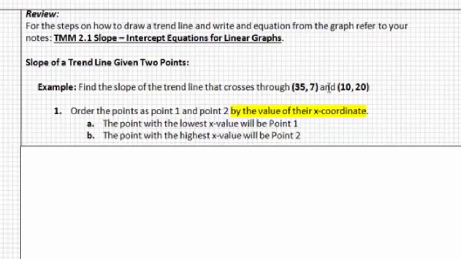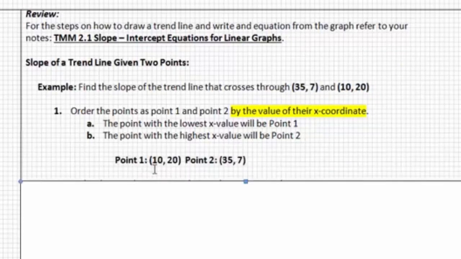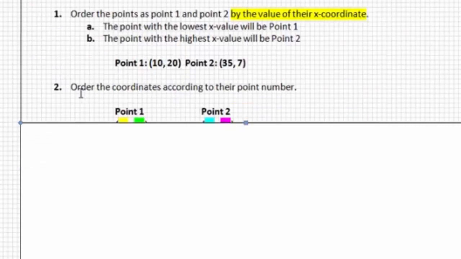So we are looking at 35 and 10. Since 10 is the lowest x value of these 2 points, this is going to be point 1, and (35, 7) is going to be point 2. I've written that here. Because 10 is a lower x value than 35, (10, 20) becomes our point 1, and (35, 7) becomes our point 2.